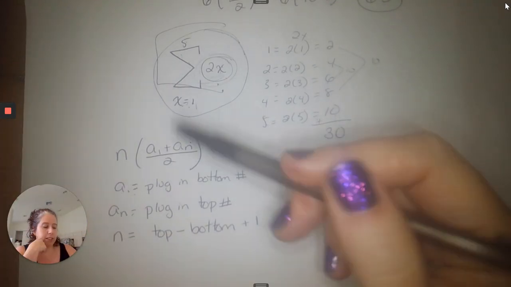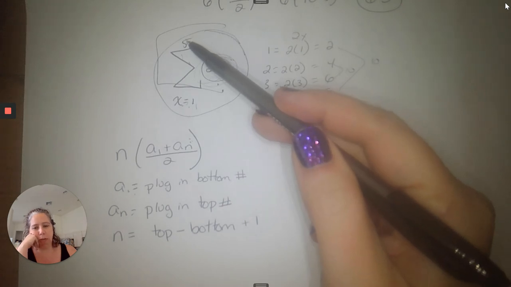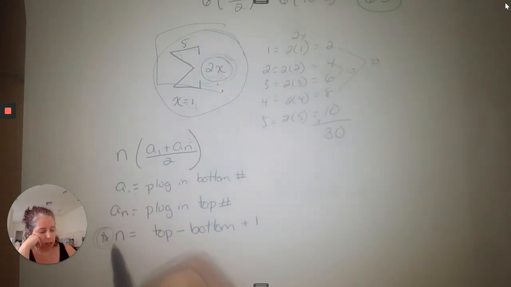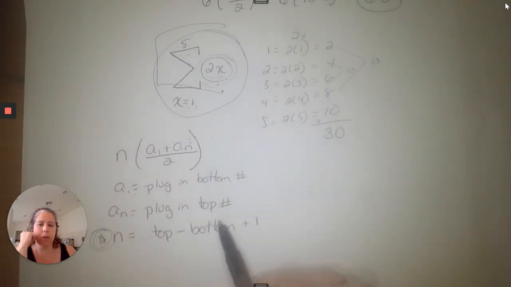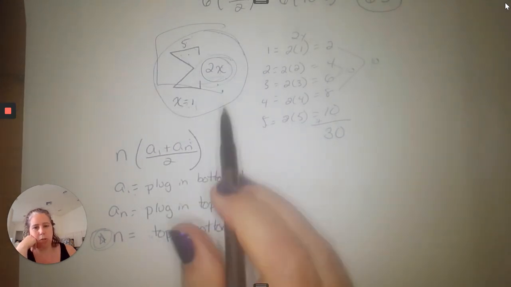And now it is not always this top number, guys. So you have to be careful. I need you to watch this. This is going to be the part that's going to screw a lot of you guys up. So make sure you do the top number minus the bottom number, and then I add 1. Okay, so I'm going to show you that it actually works.